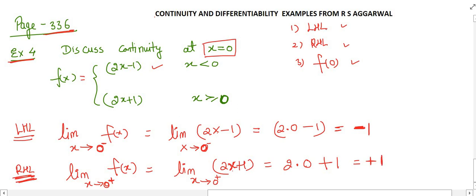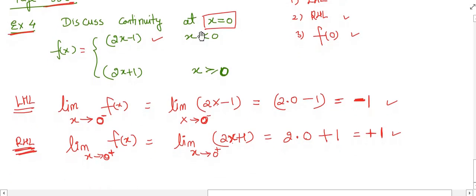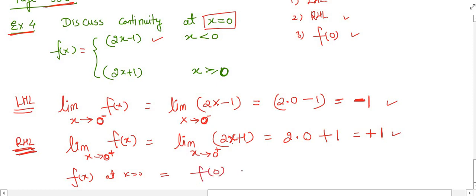You can already see LHL is minus 1 and RHL is plus 1. Already it's not a continuous function, but let's try f of x as well. So how to calculate f of x at x is equal to 0? That will be f of 0, right? What is the value of function at 0? So look at the definition of function. This is the definition of function. So which one we should take, this or this?